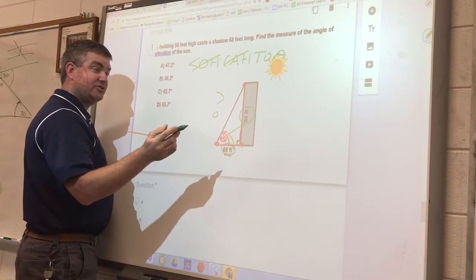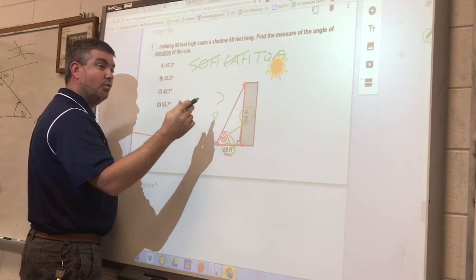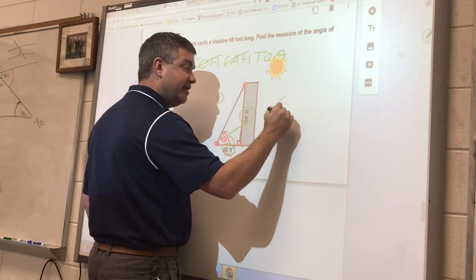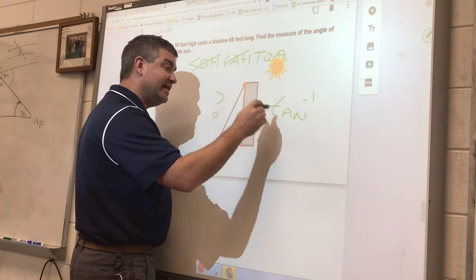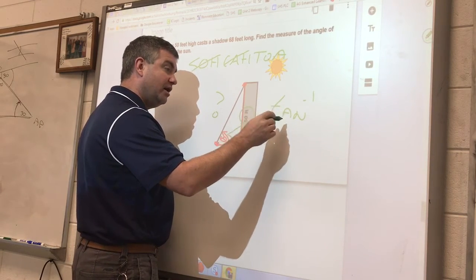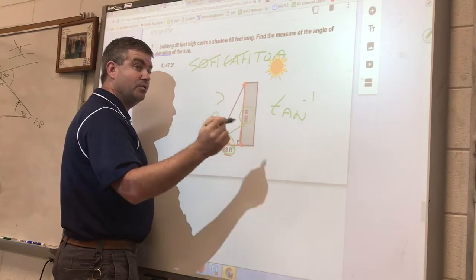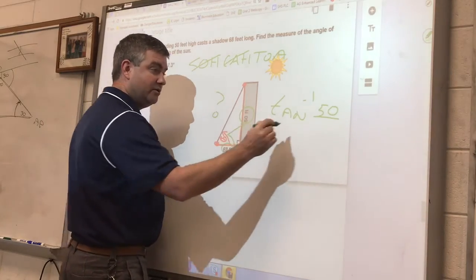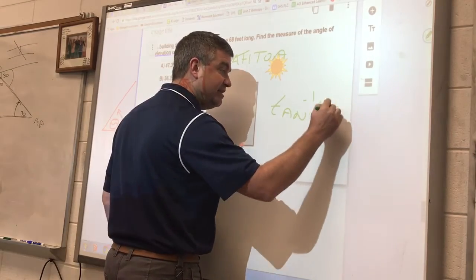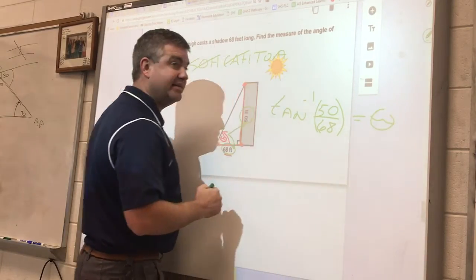Now, we said yesterday, anytime we are trying to find an angle measurement, what do we use? Well, instead of tangent, we use inverse tangent, right? The inverse tangent of opposite over adjacent will give us theta. Opposite is 50, the building is 50 feet tall. Adjacent is 68 feet, the shadow is 68 feet. This is going to give us theta.